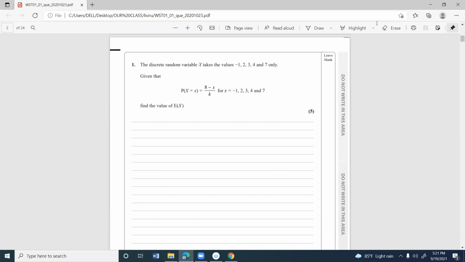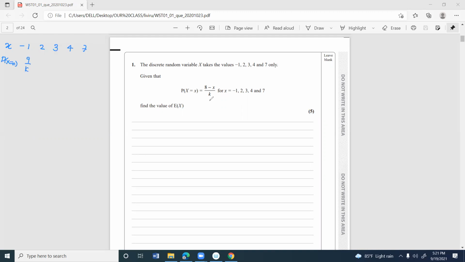To do this question, initially we need to make the probability distribution table. X values are -1, 2, 3, 4, and 7. Then we need to find the respective probabilities. If x is -1, you have to replace -1 over here. 8 minus -1 is 8 plus 1, which is 9. This turns out to be 9 over k.